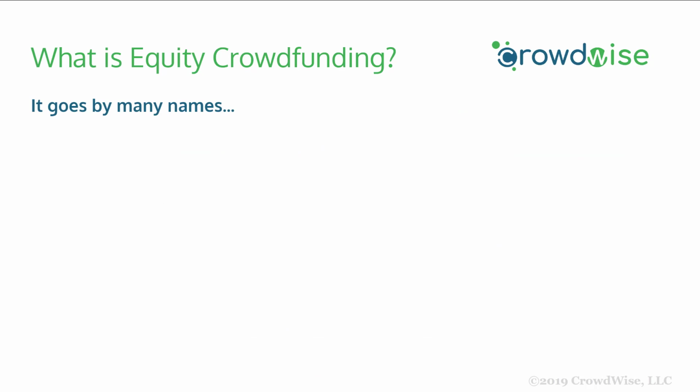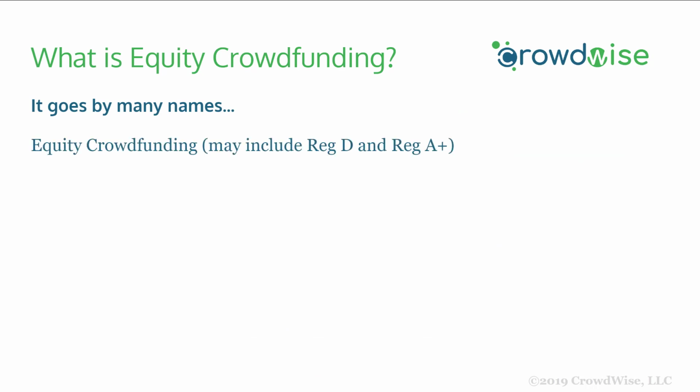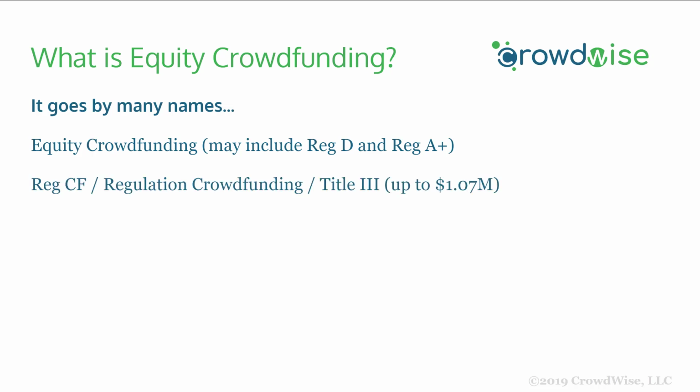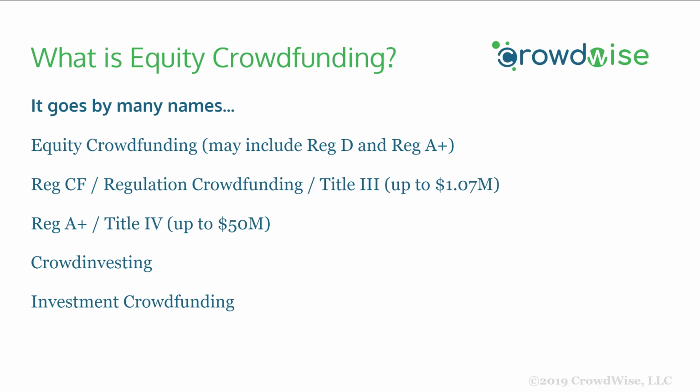So, equity crowdfunding goes by many names. First, equity crowdfunding, which may include Regulation D and Reg A+, that we'll discuss. Reg CF, Regulation Crowdfunding, and Title III are all the same thing, which is the title under the Jobs Act that allows companies to raise up to $1.07 million from the crowd. Next, Regulation A+, also called Title IV from the Jobs Act, allows companies to raise up to $50 million. It's also referred to sometimes as crowd investing, investment crowdfunding, and many other names.